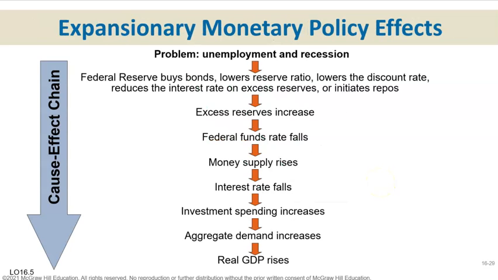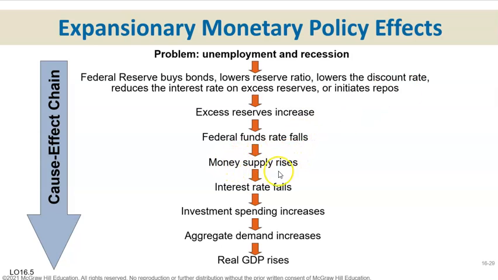Here you can see all of the steps together when the Fed uses expansionary monetary policy. First of all, there's a problem in the economy. Specifically, there's high unemployment and a recession. The Fed is going to choose one of their 4 or 5 tools to increase the money supply. They can buy bonds, lower the reserve ratio, lower the discount rate, reduce the interest rate on excess reserves, or use repos. Any of these tools will increase the money supply.